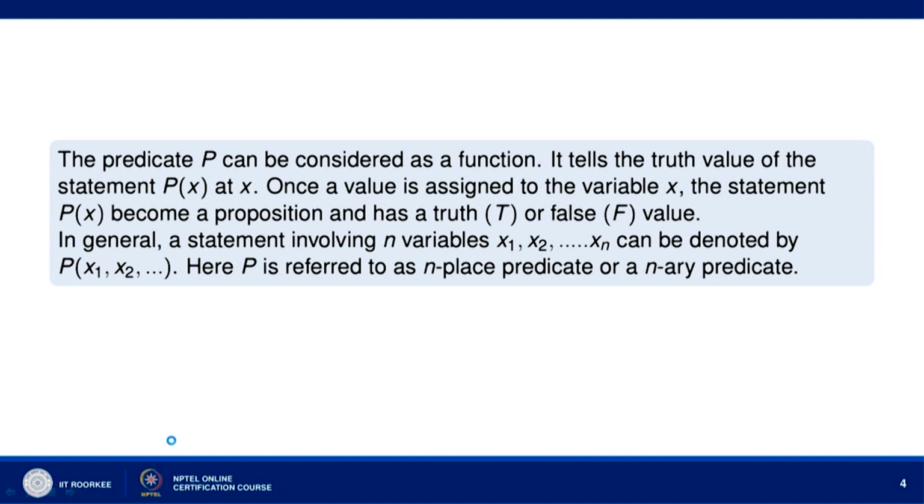In general, a statement involving n variables x1, x2, ..., xn can be denoted by p(x1, x2, ..., xn). Here p is referred to as an n-place predicate or an n-ary predicate.